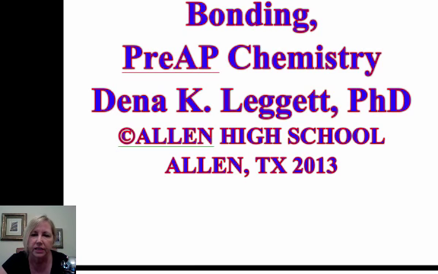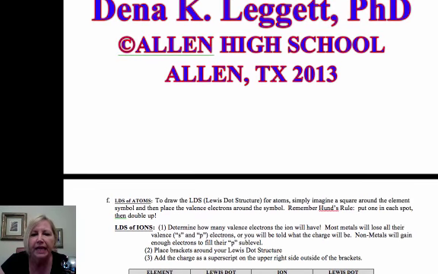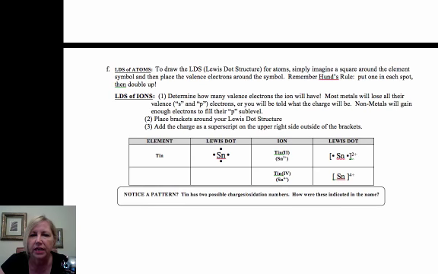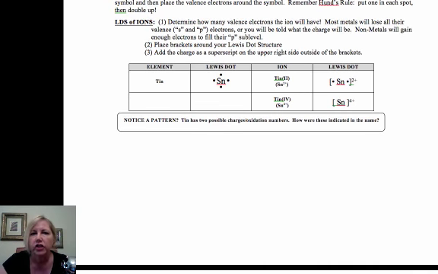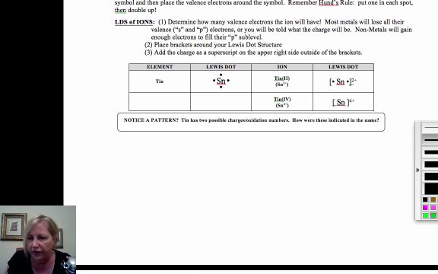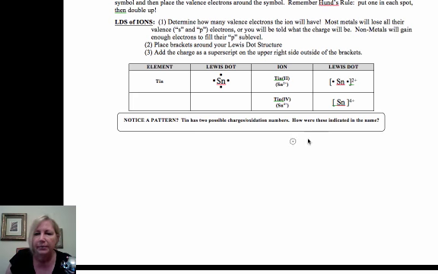Welcome back to our discussion of bonding at the pre-AP or 10th grade honors chemistry level. Now we're finally getting into Lewis dot structures. We talked about valence electrons and Lewis dot structures, and there are some differences in how teachers approach these, so don't get hung up if you watch another video and it's slightly different, but this is how I like to do it. I like to envision a square.